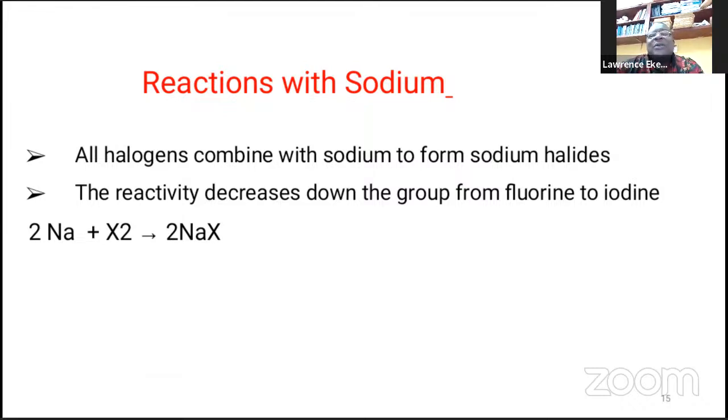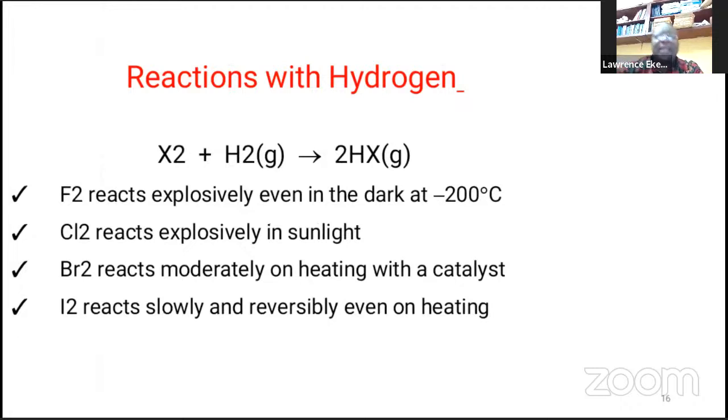So what about the reaction with sodium? All halogens combine with sodium to form sodium halides. The salts from the halogens are called halides, and the ions are called halide ions. The salts formed when halogens react with other elements like metals are halides. So like we mentioned, the reactivity with sodium decreases down the group from fluorine to iodine, and you know the reason. The oxidizing strength decreases down the group, and so those are the reasons for the variation in the reactions.